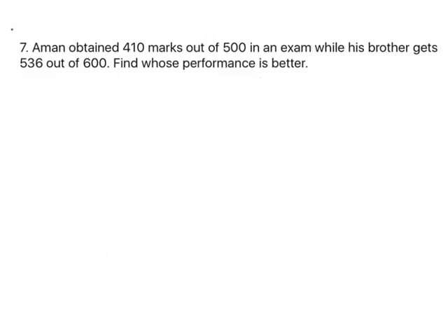Next question we have: Aman obtained 410 marks out of 500 and his brother gets 536 out of 600, and we have to find out who performed better in the examination. So to do this question, first of all we will find out the percentage of both Aman and his brother, then only we can compare who performed better. So Aman's marks is 410 out of 500. Now we have to find out the percentage.